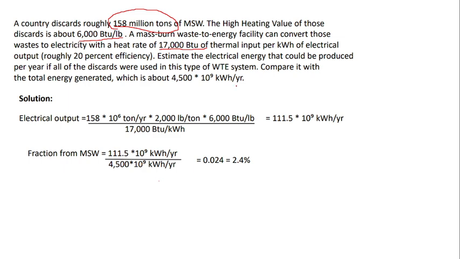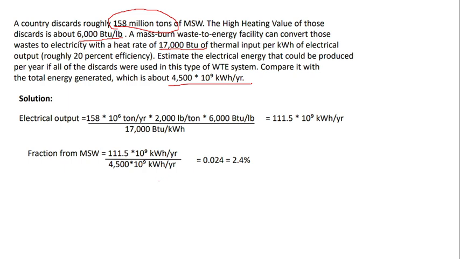Okay, now estimate the electrical energy that could be produced per year if all of the discards were used in this type of waste to energy system. They are using all the 158 million tons for this type of electrical energy production, and totally the energy generated is 4500 × 10^9 kilowatt hour per year. What would be the fraction of energy produced by using the municipal solid waste, they are asking.